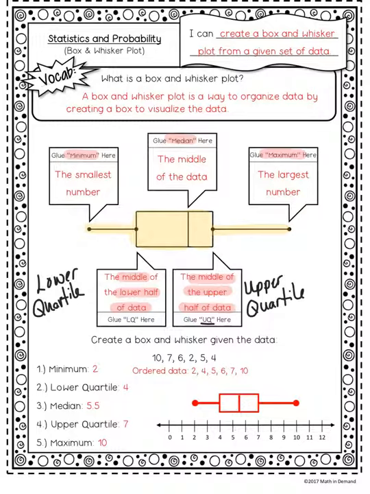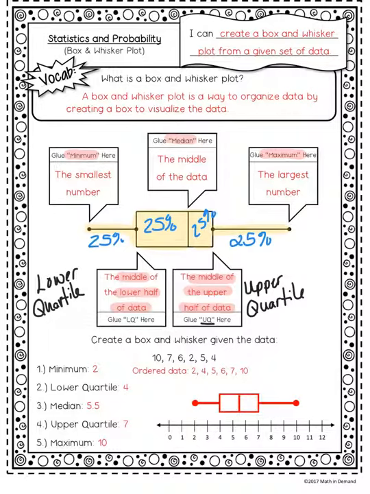From the minimum to the lower quartile is 25%. In here, from the lower quartile to the median is 25% of the data. From the middle to the upper quartile is 25%. And from the upper quartile to the maximum is another 25% of the data.